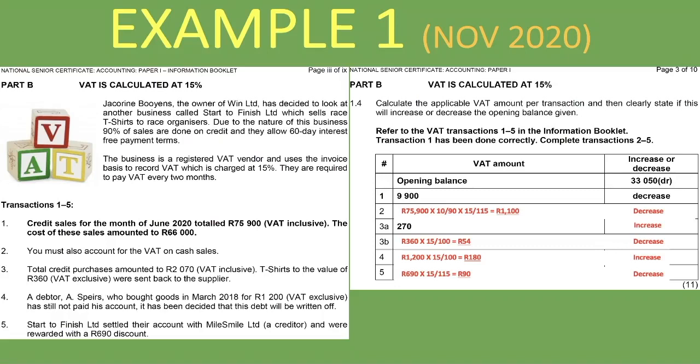I hope it's made sense. We've just completed this section where we had to do a VAT calculation. I hope you now know how to deal with VAT input and VAT output.